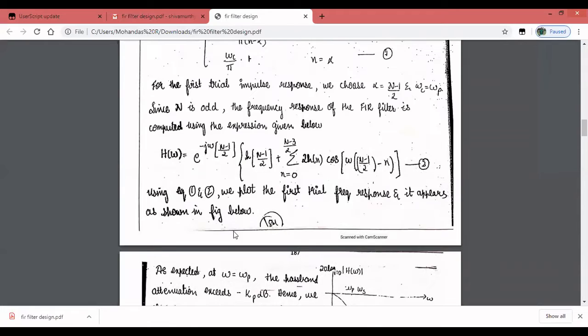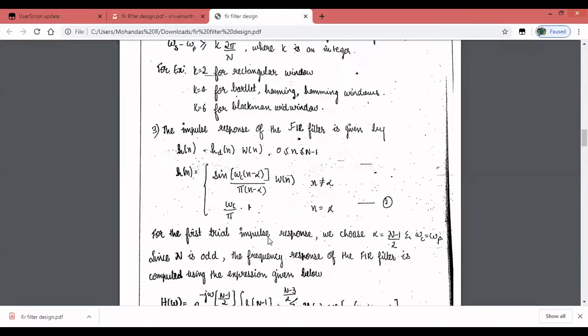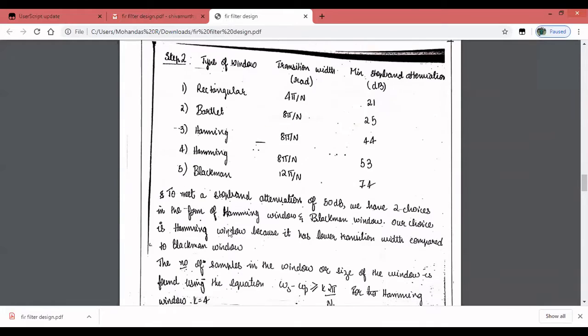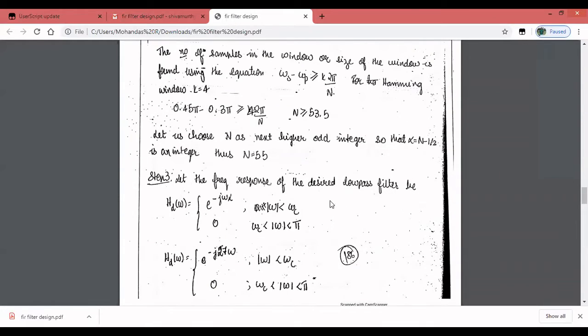So coming to the numerical here, that is to find out the frequency response of the desired low pass filter, that is h d of omega, which has been substituted in the form of e to the power of minus j omega alpha. Okay, and here omega is less than omega c, and it will be 0 for omega varying between omega c to pi, which we have seen in the earlier frequency response curve. Okay, frequency response of any desired low pass filter is given by this particular formula.